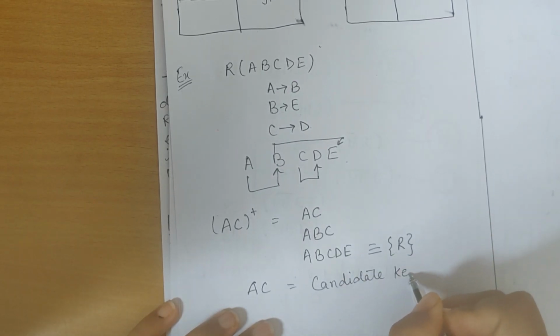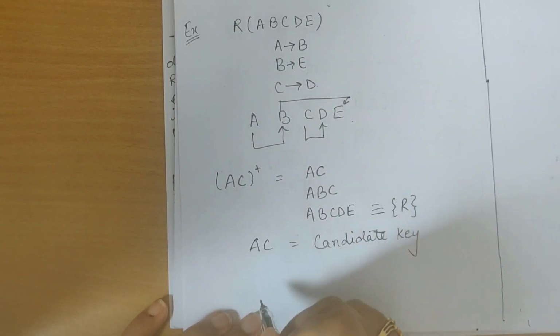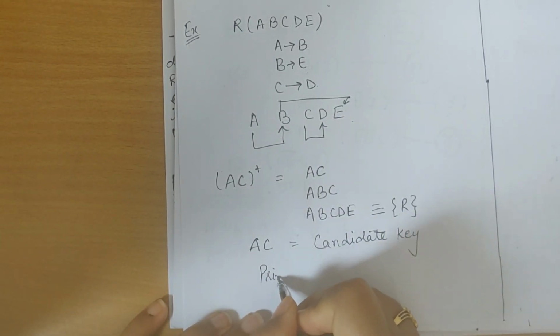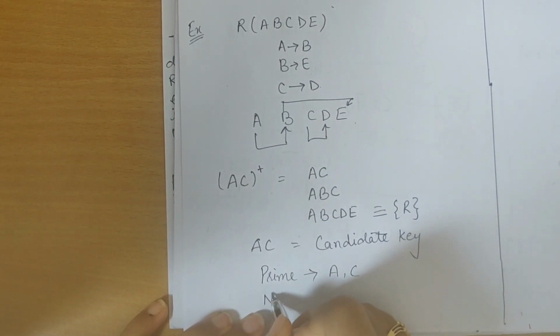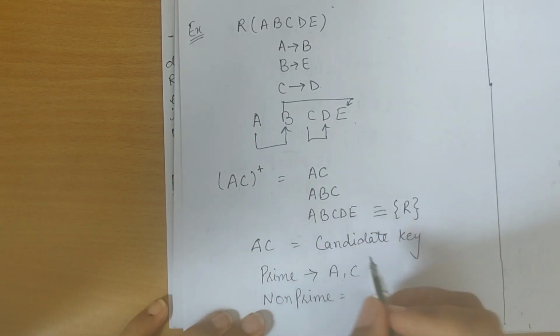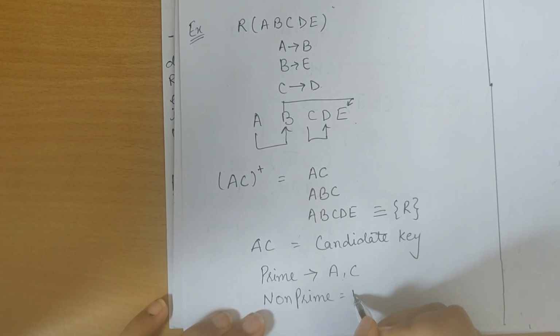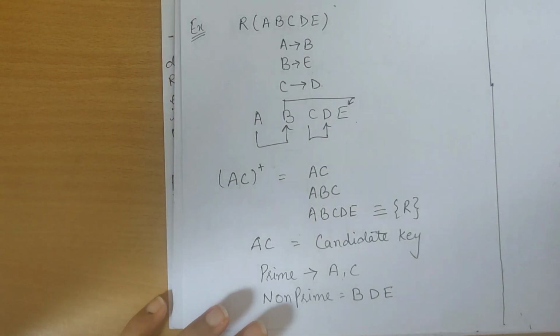So AC is the candidate key. Okay. Now, if AC is the candidate key, what are the prime attributes? Prime attributes are A and C. What are the non-prime attributes? So non-prime attributes are other than AC. So B, D and E are the non-prime attributes.